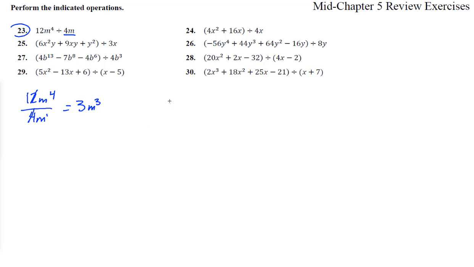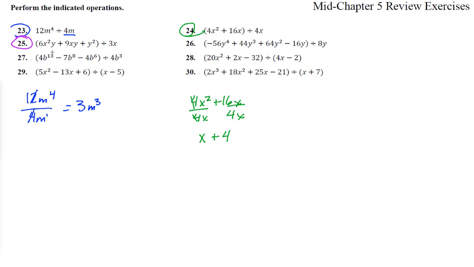Next one, number 24. 4x squared plus 16x divided by 4x. That's 4x squared plus 16x, all divided by 4x, which distributes into dividing each term by 4x. The 4 cancels, and we get x plus 16 divided by 4 is 4. Excellent.